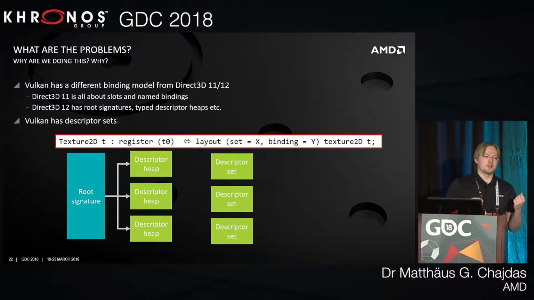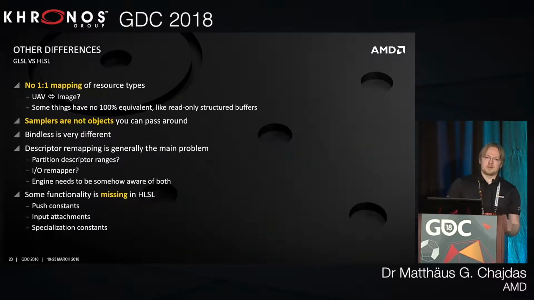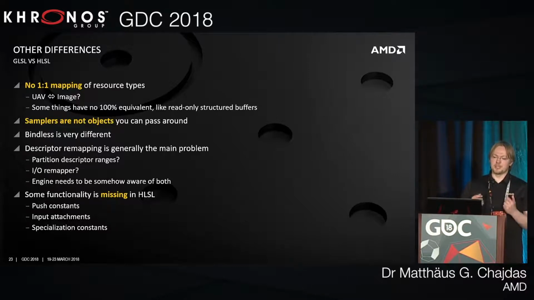And that's where all the nice "we just pretend everything is the same" basically starts falling apart. So we need to just link both worlds somehow. And that's not the only problem we have, right? In GLSL versus HLSL, we have some resource types which don't really map.